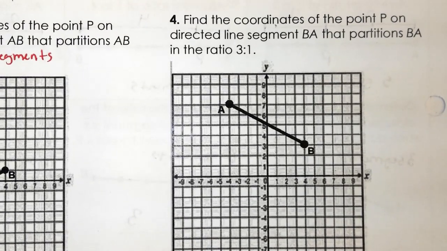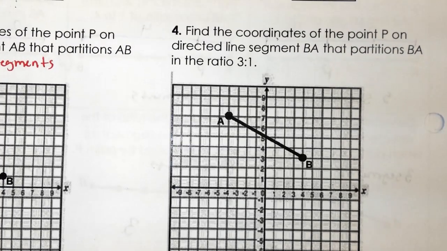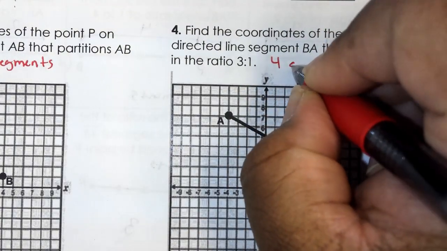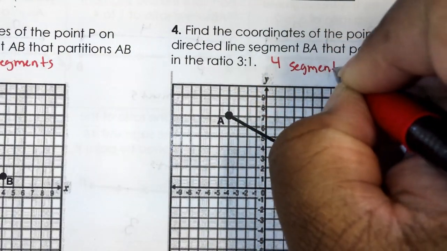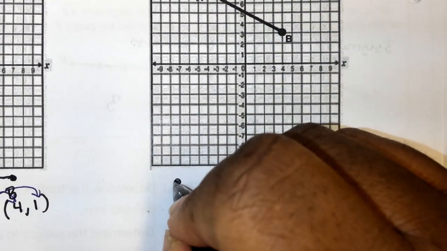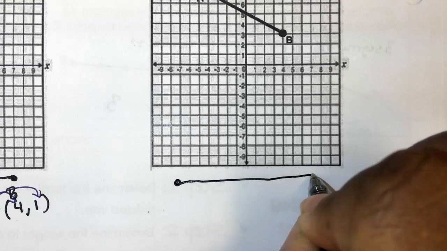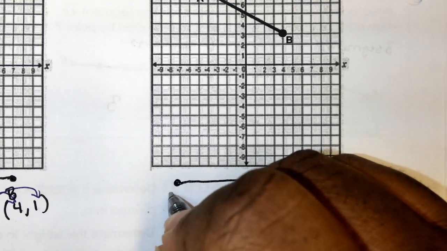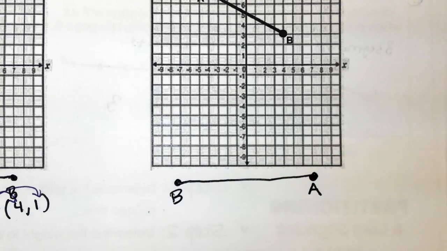Number 4 on this one. You're going to do this one, but let me talk. Find the coordinates of point P. The directed line segment is B to A. So, total number of segments is 4. Down here, you are doing B to A. Get point B first, then get point A. Do it correctly.